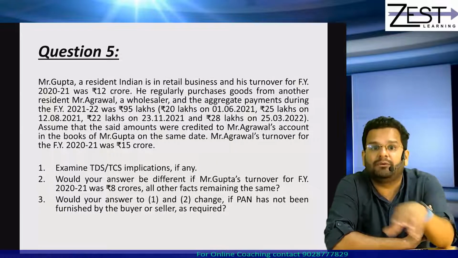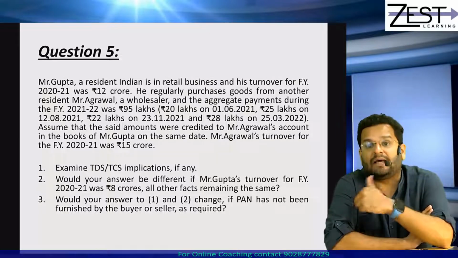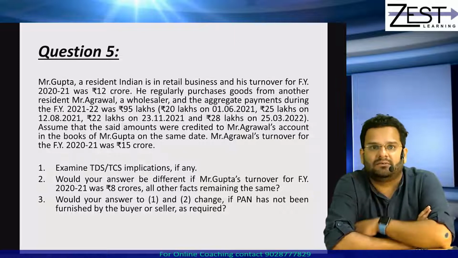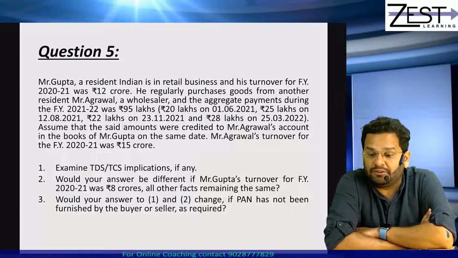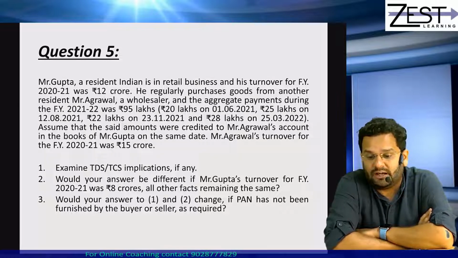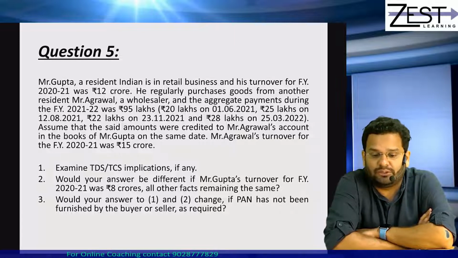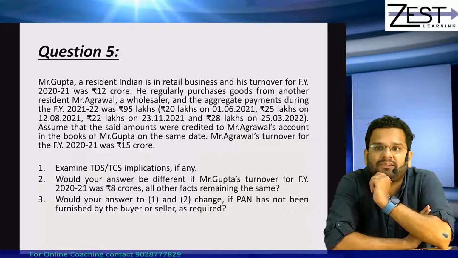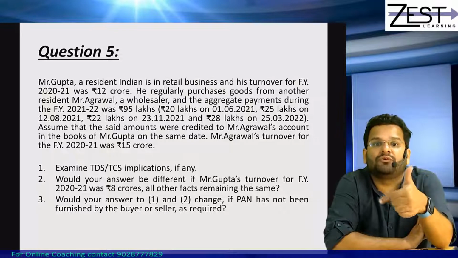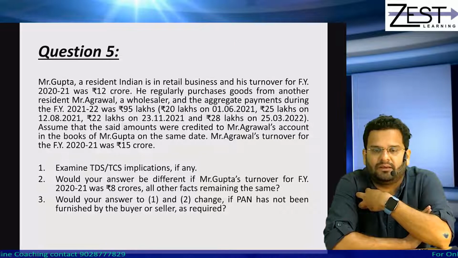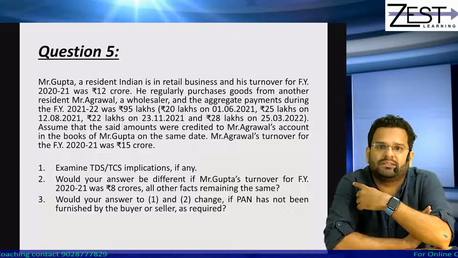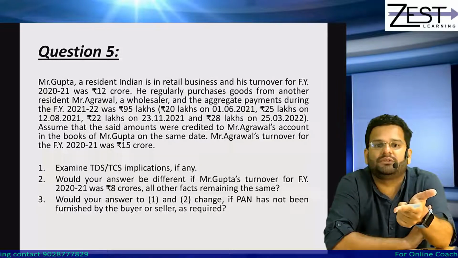Eligibility or applicability is when last year turnover exceeds 10 CR for the payer. He regularly purchases goods from another resident, Mr. Agarwal, a wholesaler, and the aggregate payments during the FY 21-22 was 95 lakhs. 95 lakhs means it is exceeding 50 lakhs. So when as a buyer in last year my turnover was exceeding 10 CR, then these provisions are applicable.